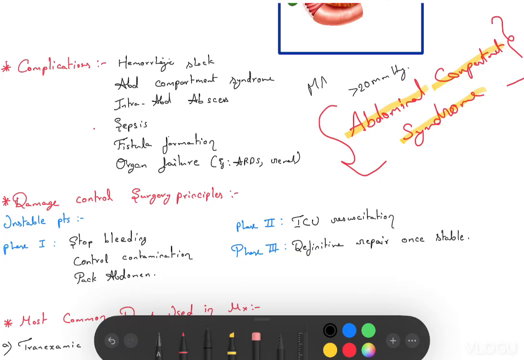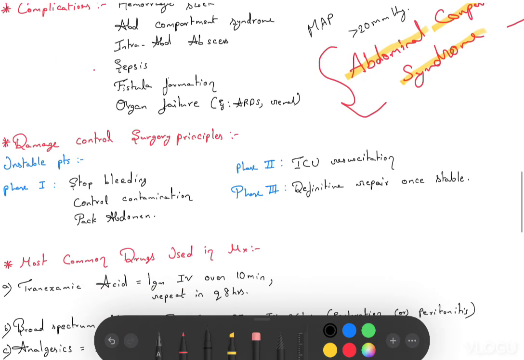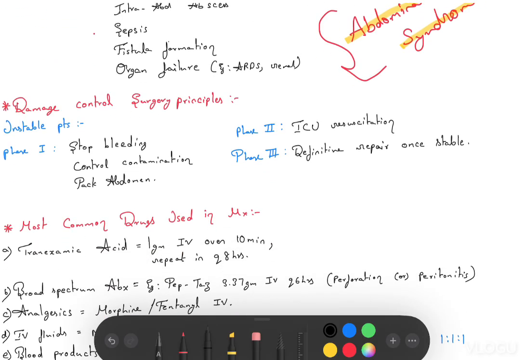Next important thing is mean arterial pressure. We have to maintain 65 mmHg and lactate clearance. If it's improving, it's good. Based on recent guidelines, current trends show non-operative management whenever it is safe.